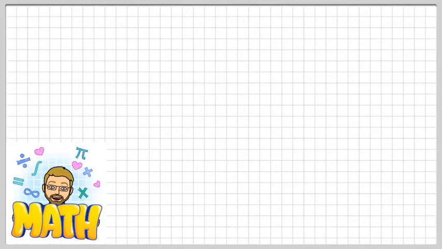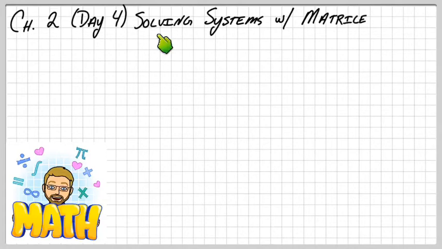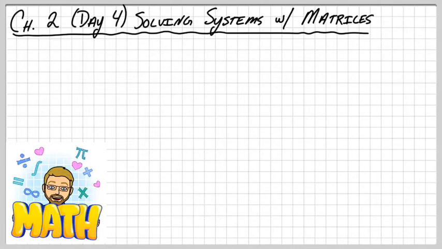This is Chapter 2, Day 4. We're going to be talking about solving systems of equations with matrices and how to move forward with doing that.